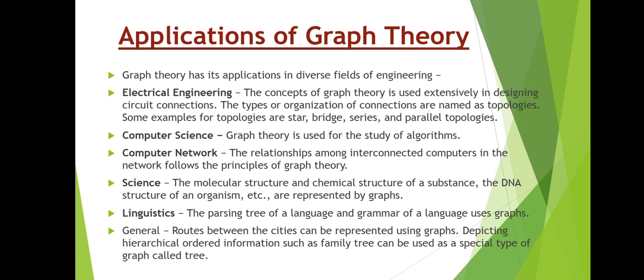It is also used in computer science. Graph theory is used for the study of algorithms. It is also used in computer networks: the relationship among the interconnected computers in a network follows the principle of graph theory. In science, the molecular and chemical structure of substances like DNA, the structure of an organism, etc. are represented by graphs. In linguistics, the parsing tree of a language and the grammar of a language use graphs. In general, routes between cities can be represented using graphs. Hierarchical information such as a family tree can be depicted as a special type of graph called a tree.